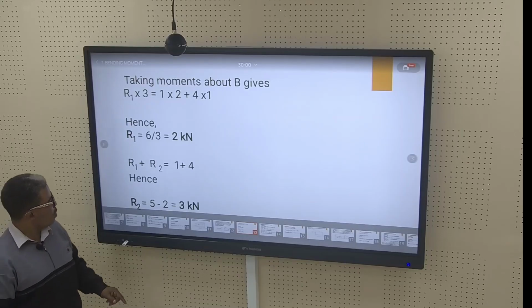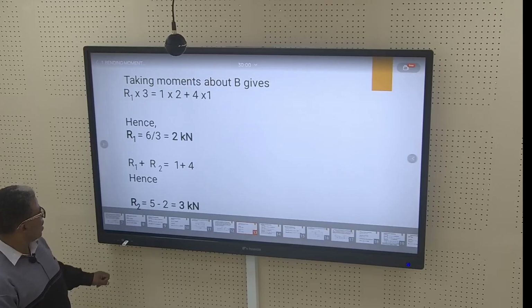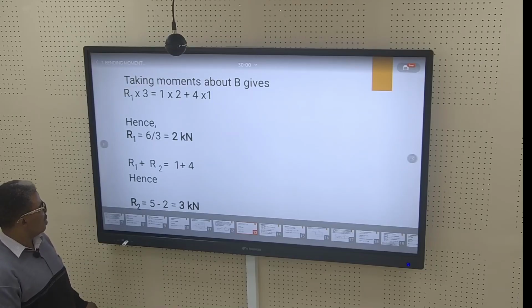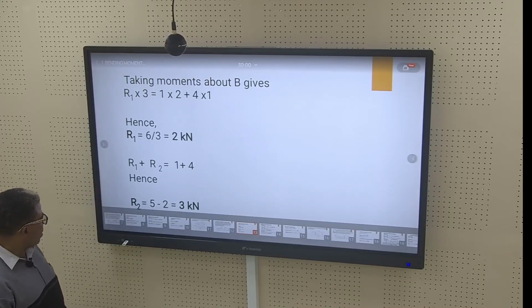I have to go back to our second principle, that is R1 plus R2 is equal to 1 plus 4, which is 5. And mind you, we have already determined R1, so from the total, which is 5, subtracting 2, you remain with 3, which is R2.